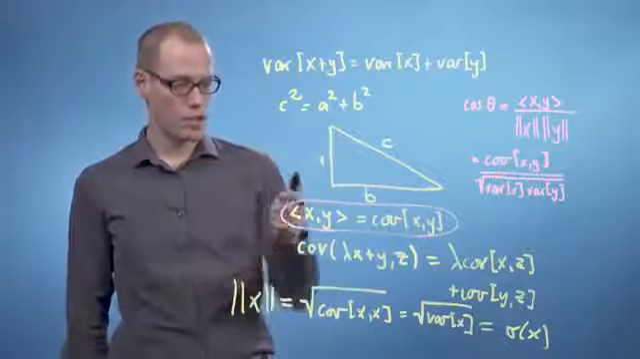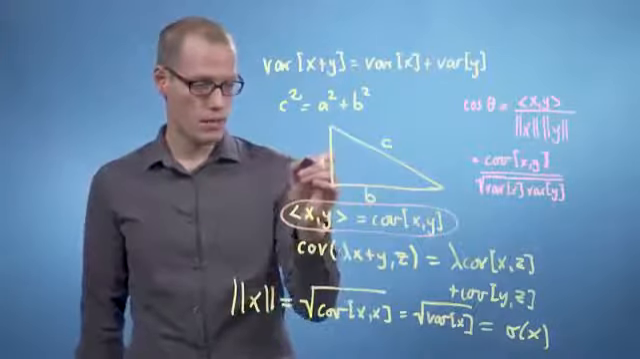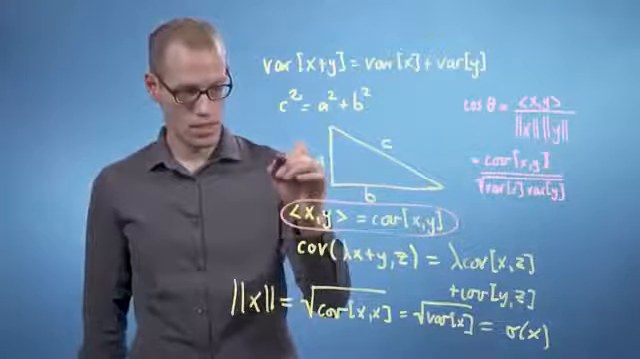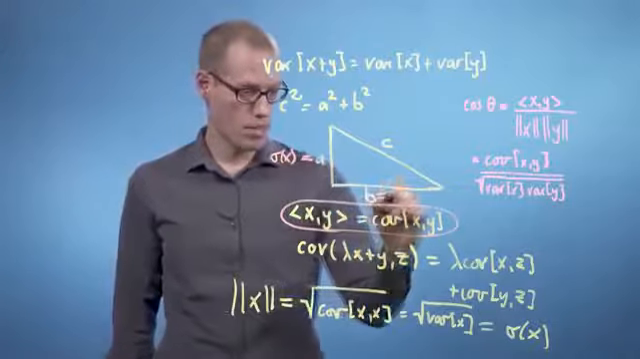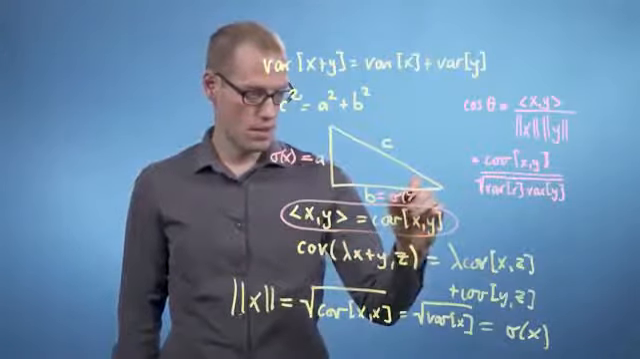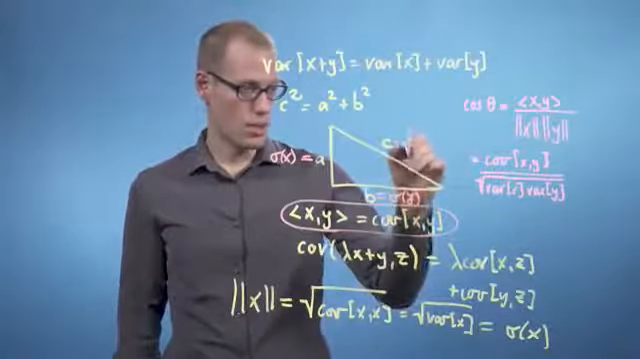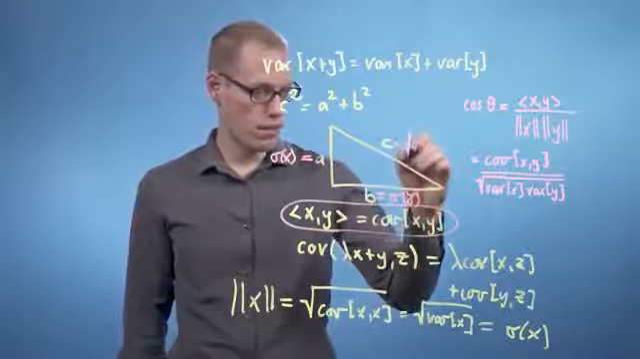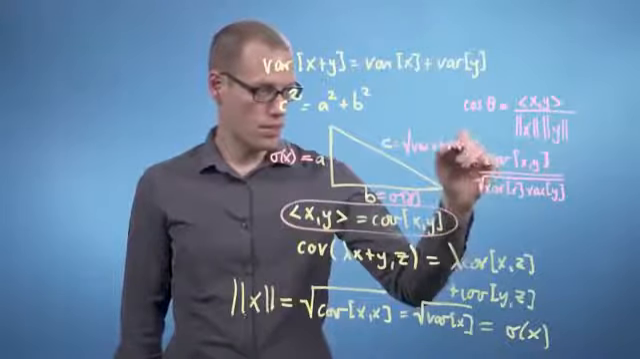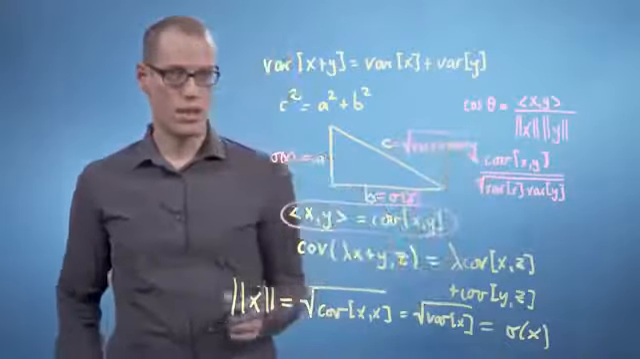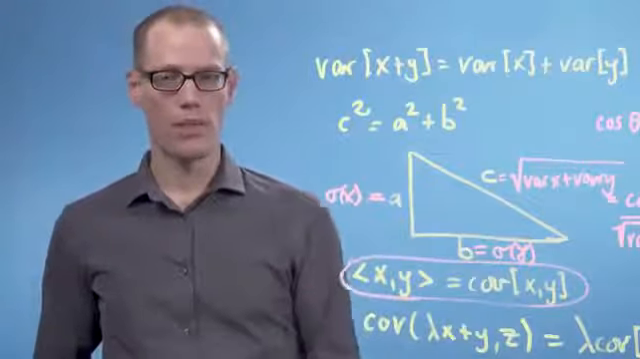Coming back now to our geometric interpretation, we would now replace a with the standard deviation of x, b is the standard deviation of y, and c is the square root of the variance of x plus the variance of y. And this is how we get our geometric interpretation of random variables.